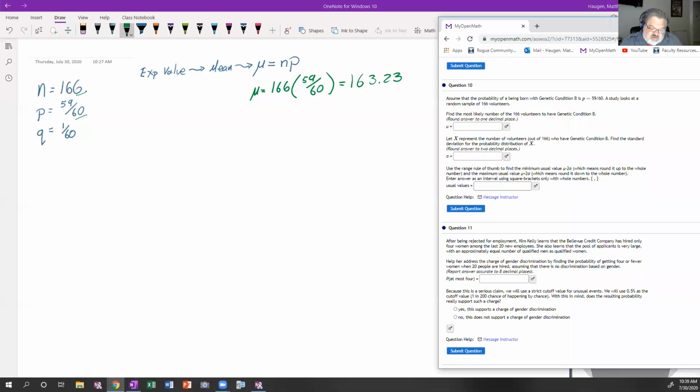Now let's see, we're asked to find the most likely number of these conditions, rounding our answer to 1 decimal place, so we can round it to 163.2. So we can even check that, 163.2.